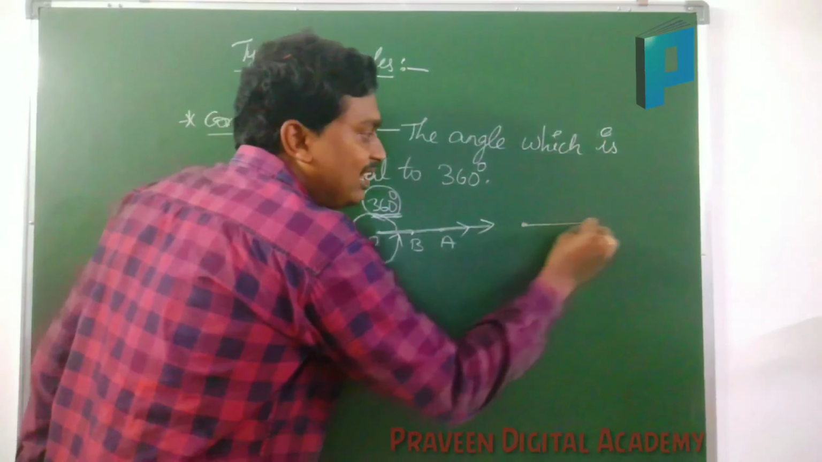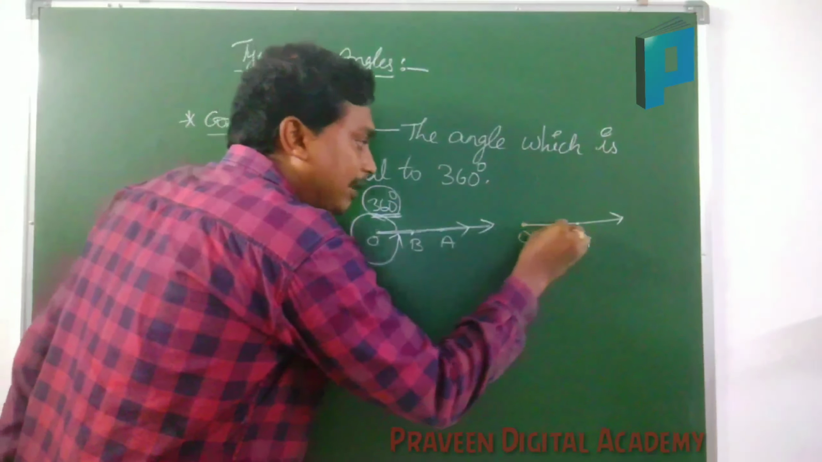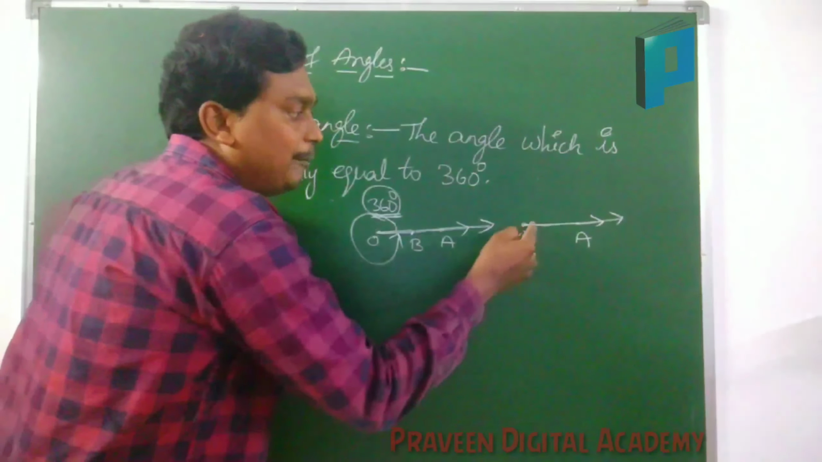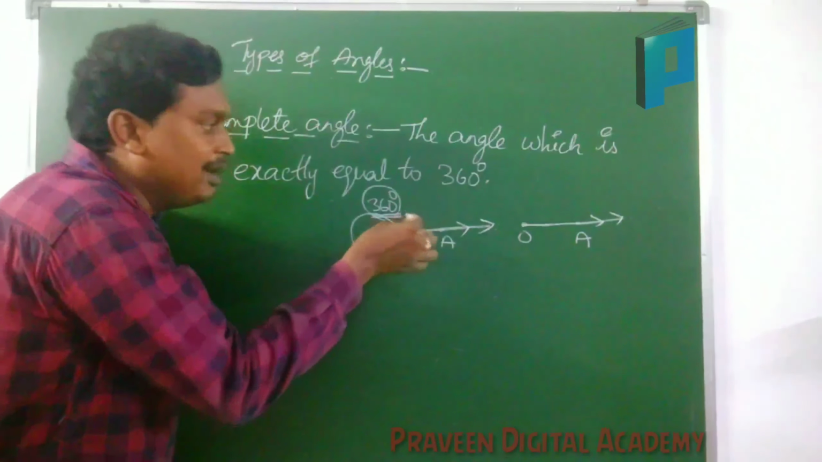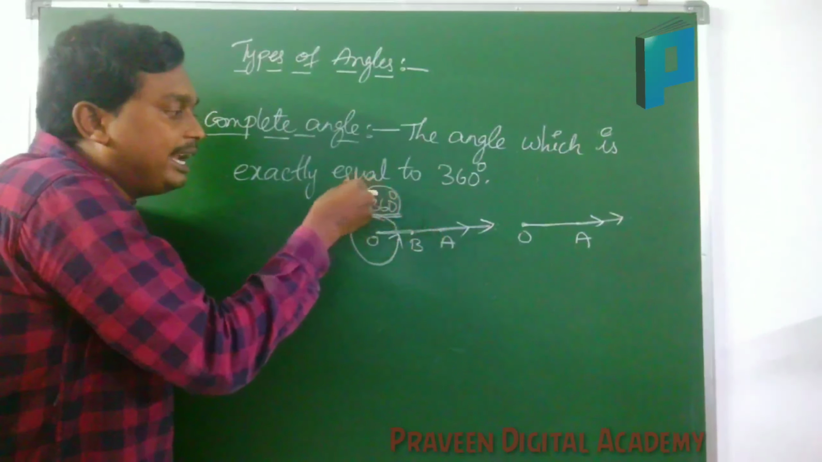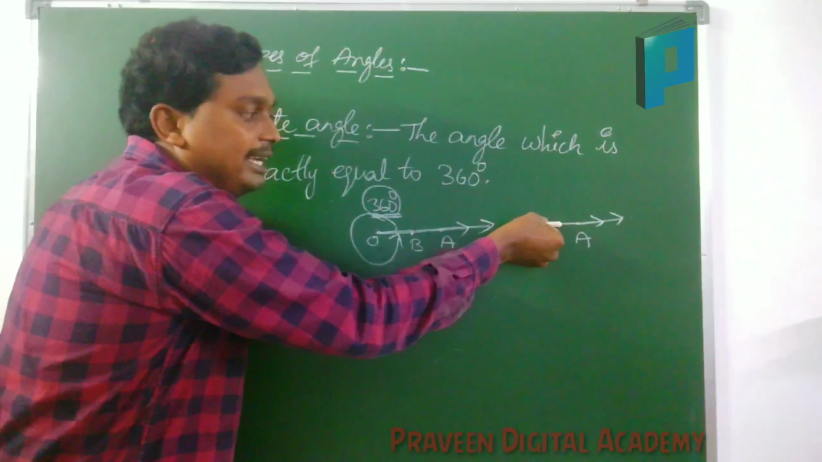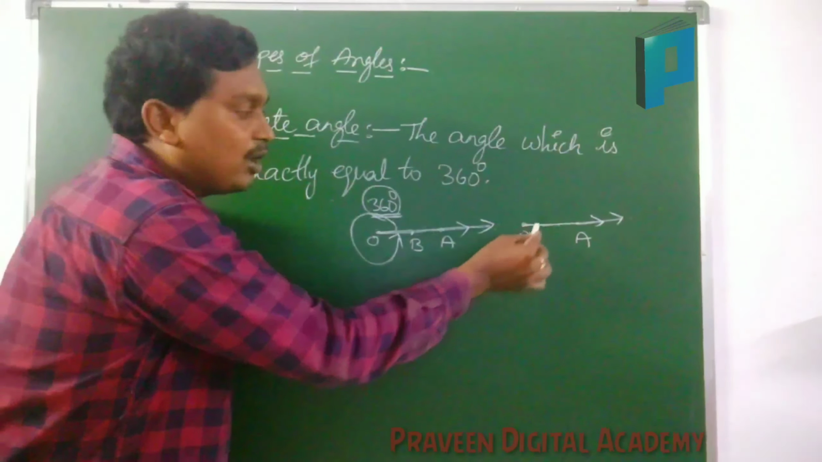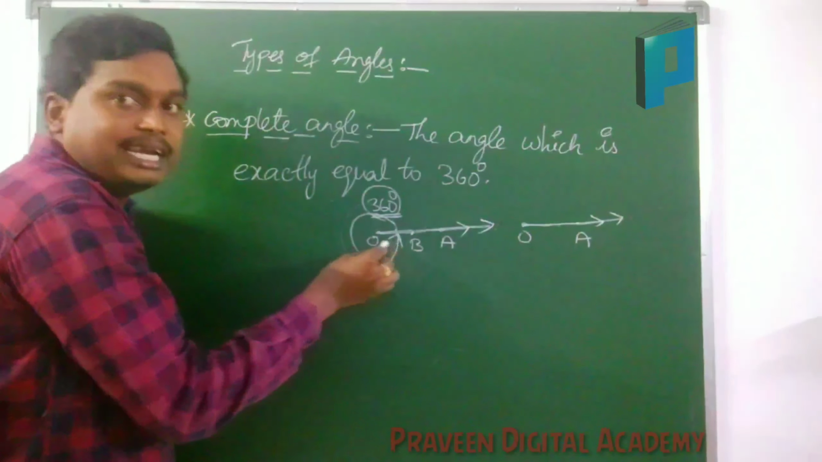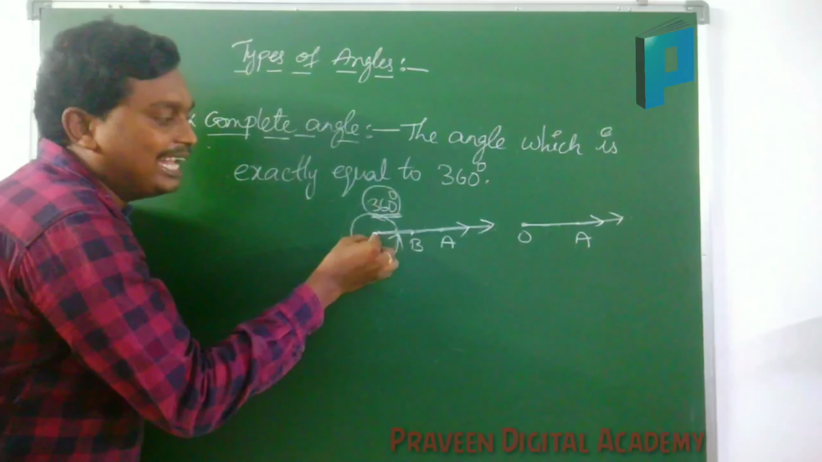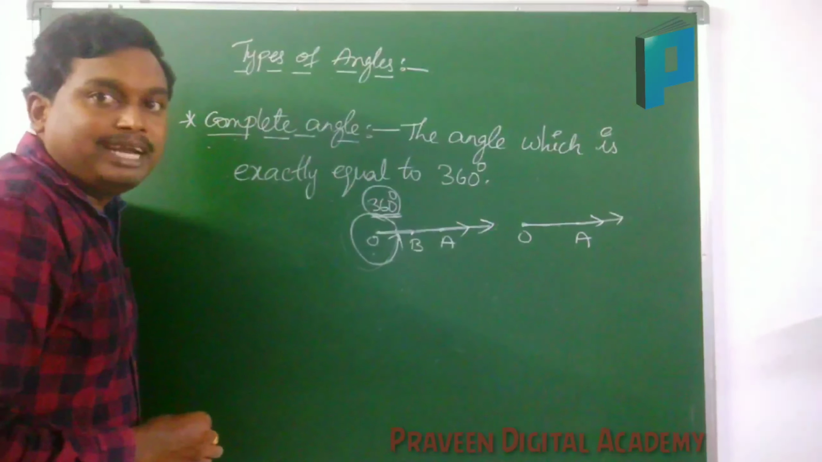Here zero angle will have OA as the initial ray, and the terminated ray will also be on it, both on the same line. But come to here, also both are the same, but here the terminated ray completed one revolution. There the terminated ray has not completed a revolution, so we are not keeping any angle, but here one revolution is completed, so we will call the angle exactly equal to 360 degrees a complete angle.